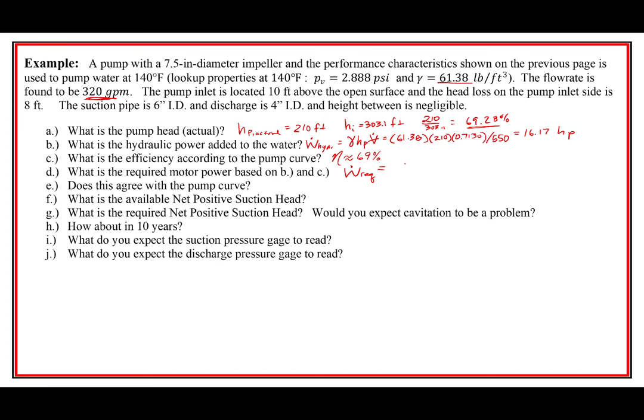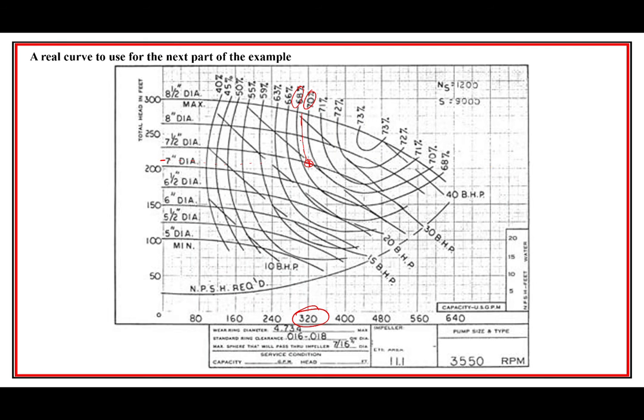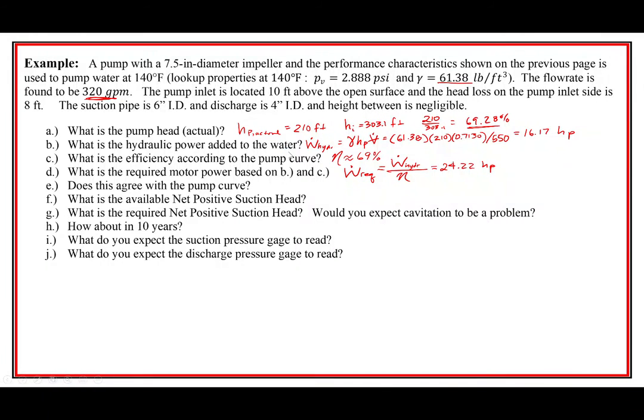And what I'll do is take our W dot hydraulic and divide it by efficiency. And what we end up with is 24.22 HP. Recall I had 24.17, so really, really close. And not to mention, right here, we were relying on being able to read the graph, so it's our pencil width, or pen width, I guess, in this case.